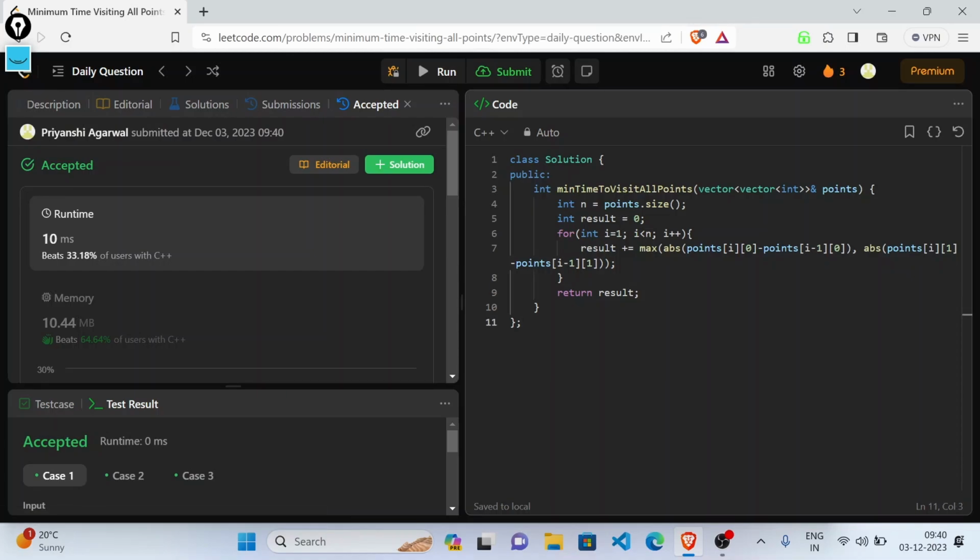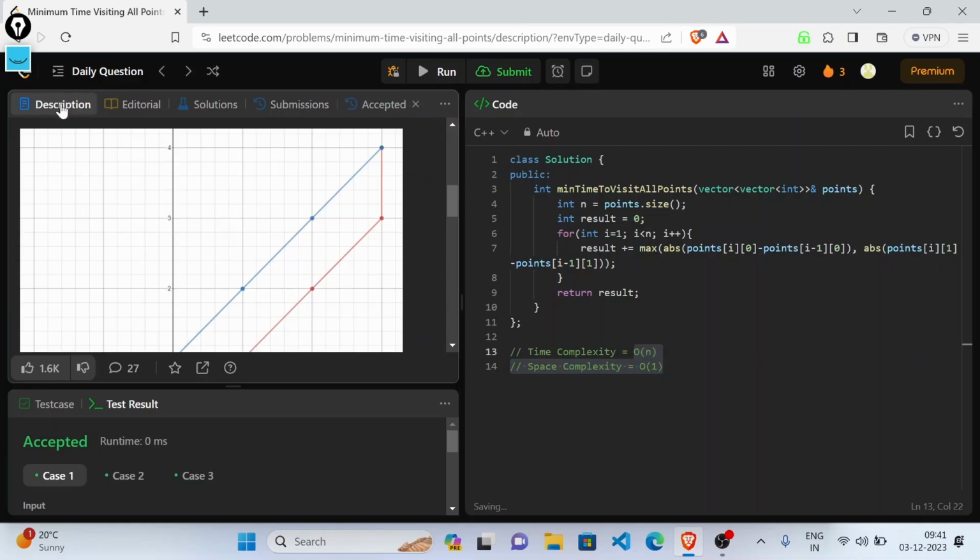Yeah, it's working fine. So let's talk about the time and space complexity, which is very simple. As you can see, we are running only one loop from i equals 1 till n, so the time complexity will be O of n. For space complexity, we are not using any extra space other than constant variables, so the space complexity will be O of 1.